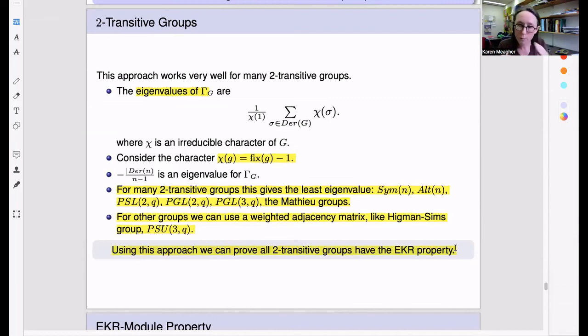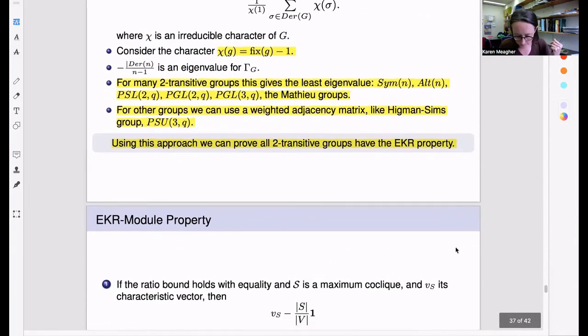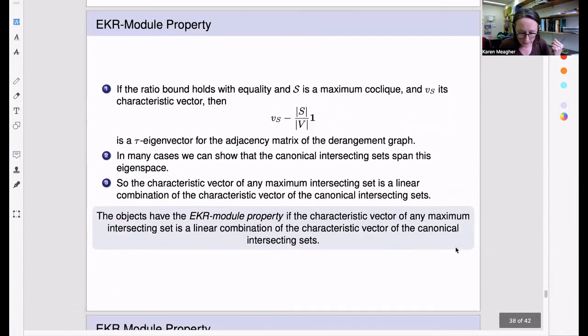Now, one problem with the proof is we have to apply it to each group carefully. There's no proof that says if you're two-transitive, then you have the property without looking at each group separately. Okay. Maybe I'll just end by mentioning the EKR module property.